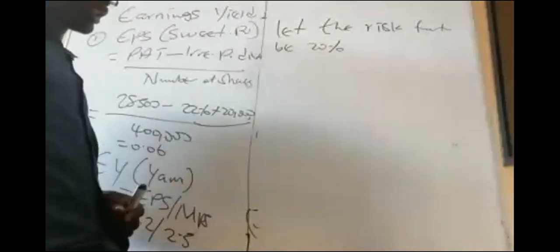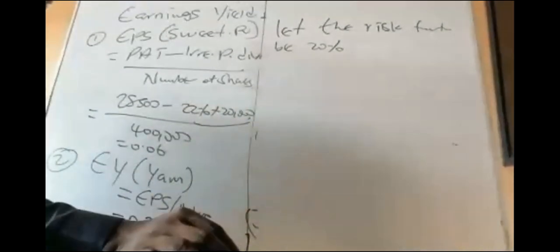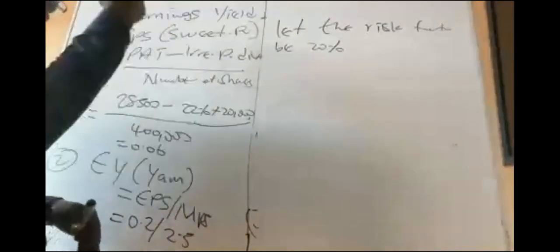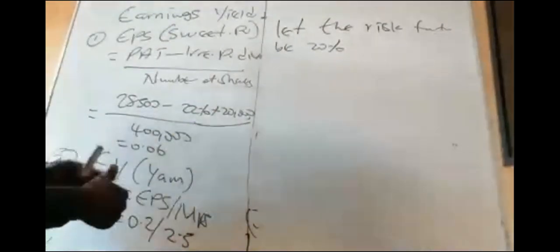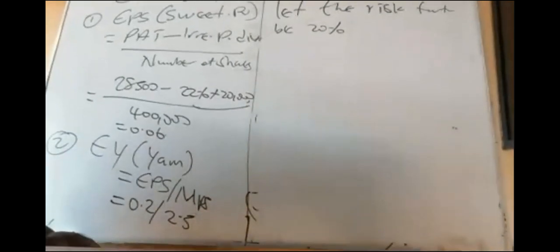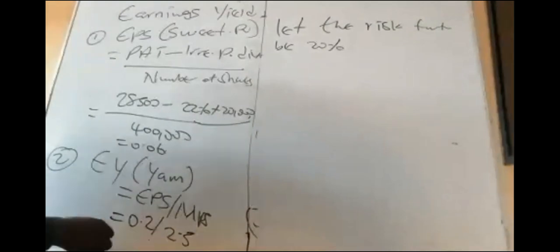So here we are saying that unlisted company sweet potato will be 20% riskier than listed company yam. This calculation is for yam. You have to assume the risk factor. But before that, I need someone to give me the answer. This answer then is used.